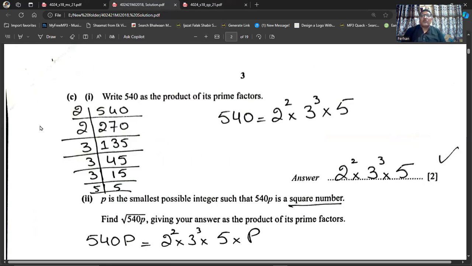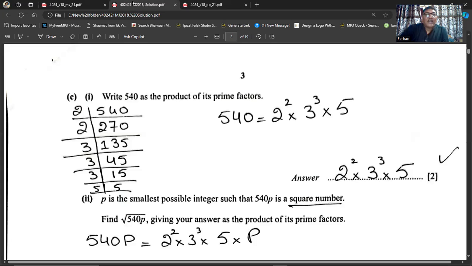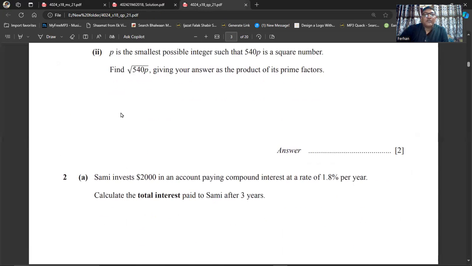135 divided by 3, that is 45. 45 divided by 3, that is 15. 15 divided by 3, that is 5. 5 divided by 5 is 1. So 540 is basically 2 square into 3 cube into 5, and our answer is right. This is my solution.